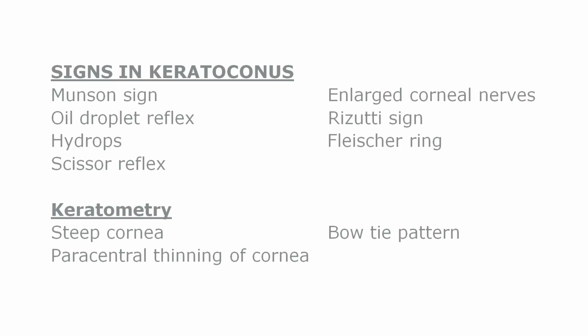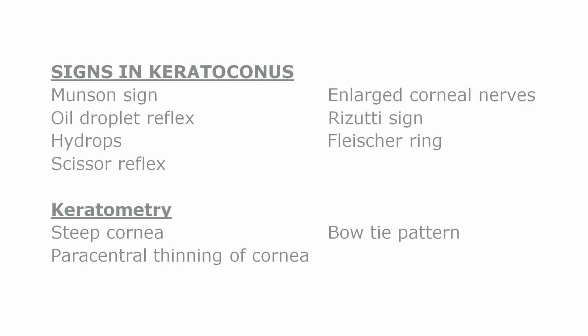Few important signs in keratoconus that you should know. Sign 1 is Munson sign. Sign 2 is oil droplet reflex on the retinoscopy. Sign 3 is hydrops in later stages. Sign 4 is scissor reflex that is seen in retinoscopy. Enlarged corneal nerves, Rizzotti sign, and the Fleischer ring. I would explain what these signs mean.